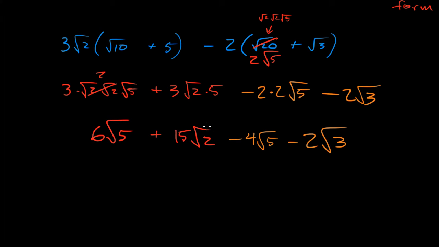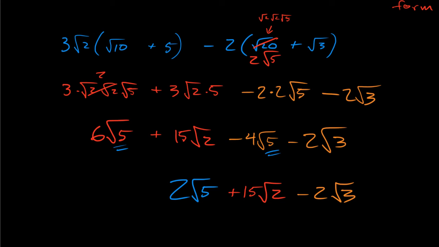Well, to find any like terms that I could add or subtract, I need to find the same radicand. And so I see there's a 5 and a 5 in the radicands, and that makes those the only like radicands. So 6 root 5 and negative 4 root 5 are going to simplify to be 2 root 5. And because I don't have any like terms to go along with my 15 root 2, that's just going to be plus 15 root 2 minus 2 root 3. So that's the simplest form of the expression.